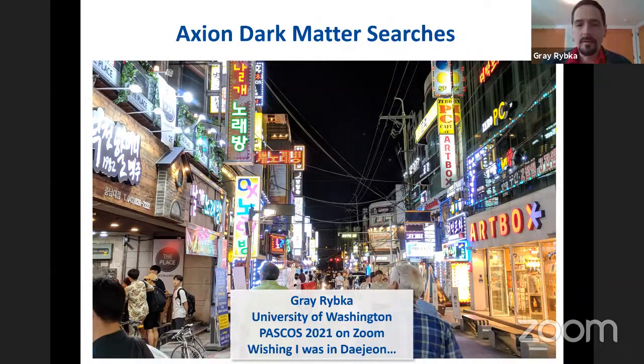So yeah, Gray Rybka from the University of Washington talking about axion dark matter searches. Actually, I'm going to talk about a small subset of them, the one that I mainly work on, and ones that are kind of related, and see how far I can get through.